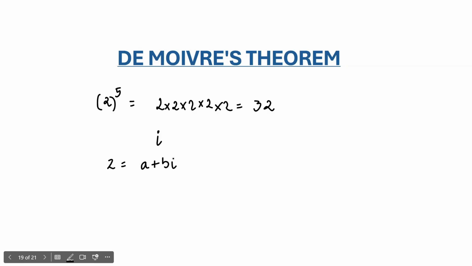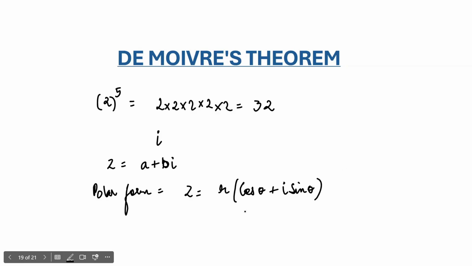Now, for using De Moivre's theorem, we know that any complex number z is expressed as a plus bi, where a is the real part and bi is the imaginary part. We know that this is the general form of a complex number. Now, can we write the polar form of any complex number? Yes, we can. And it is of the form z equals r (cos theta plus i sin theta). So we express the complex number in polar form, which means in terms of sine and cosine.